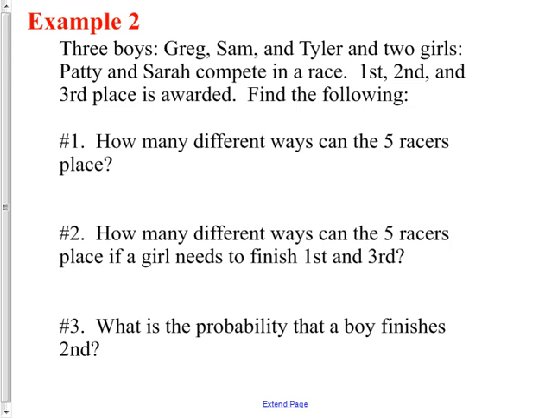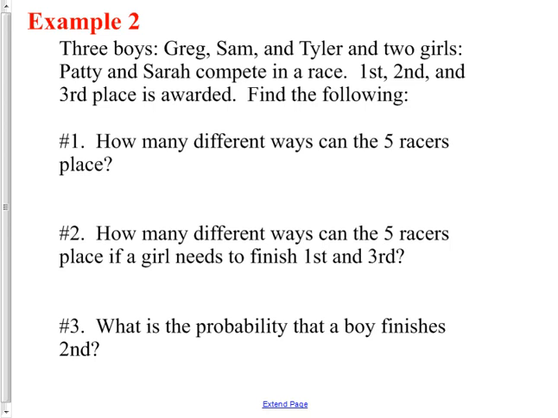Greg, Sam, and Tyler are the boys. The girls, Patty and Sarah. They're competing in a race. First, second, and third place is awarded. If you're in your homework right now, get out of it now and get to this example 2. So I'm going to ask you to turn yours in a second and show me what your answer is on this. How many different ways can the 5 racers place?